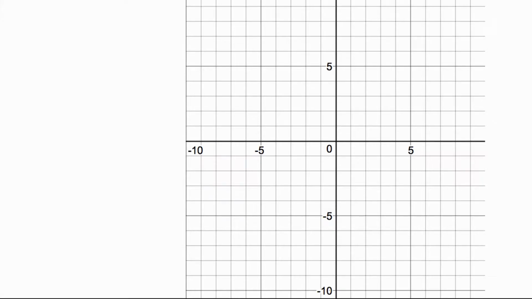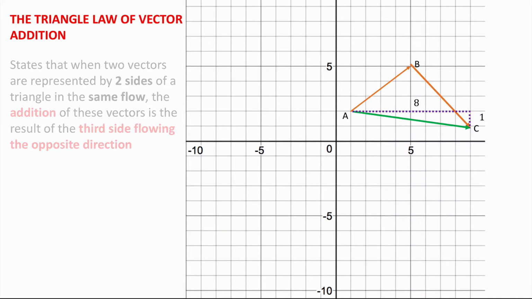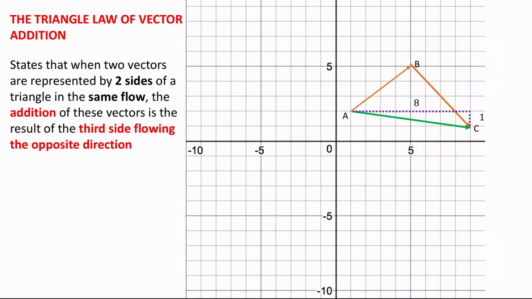So now we're going to look at the triangle law of vector addition. Suppose I have a vector AB, and then continuing from B, I have another vector BC. The triangle law says that if we add these two vectors together, we get AC, which is 8, -1. Now let's look at what the triangle law says again.